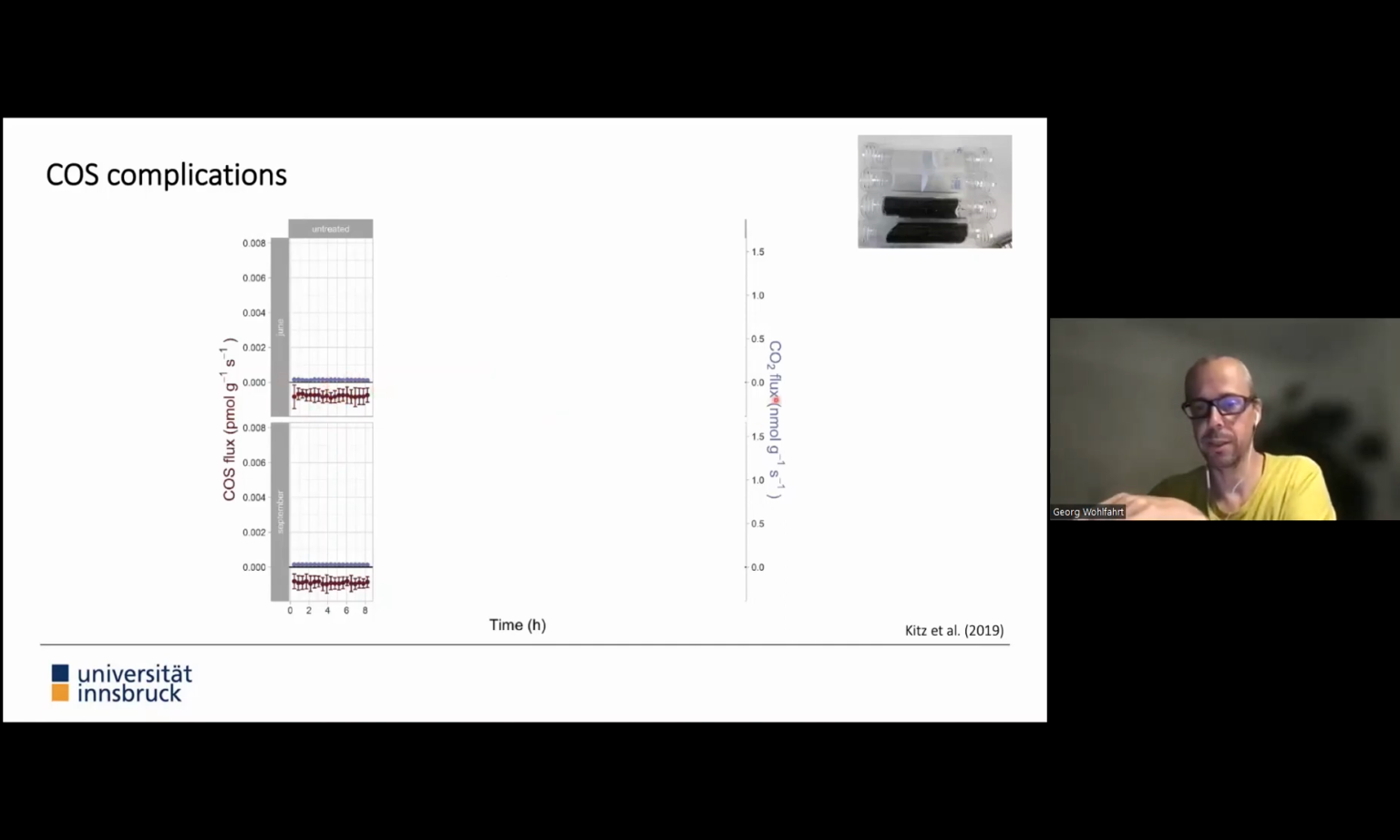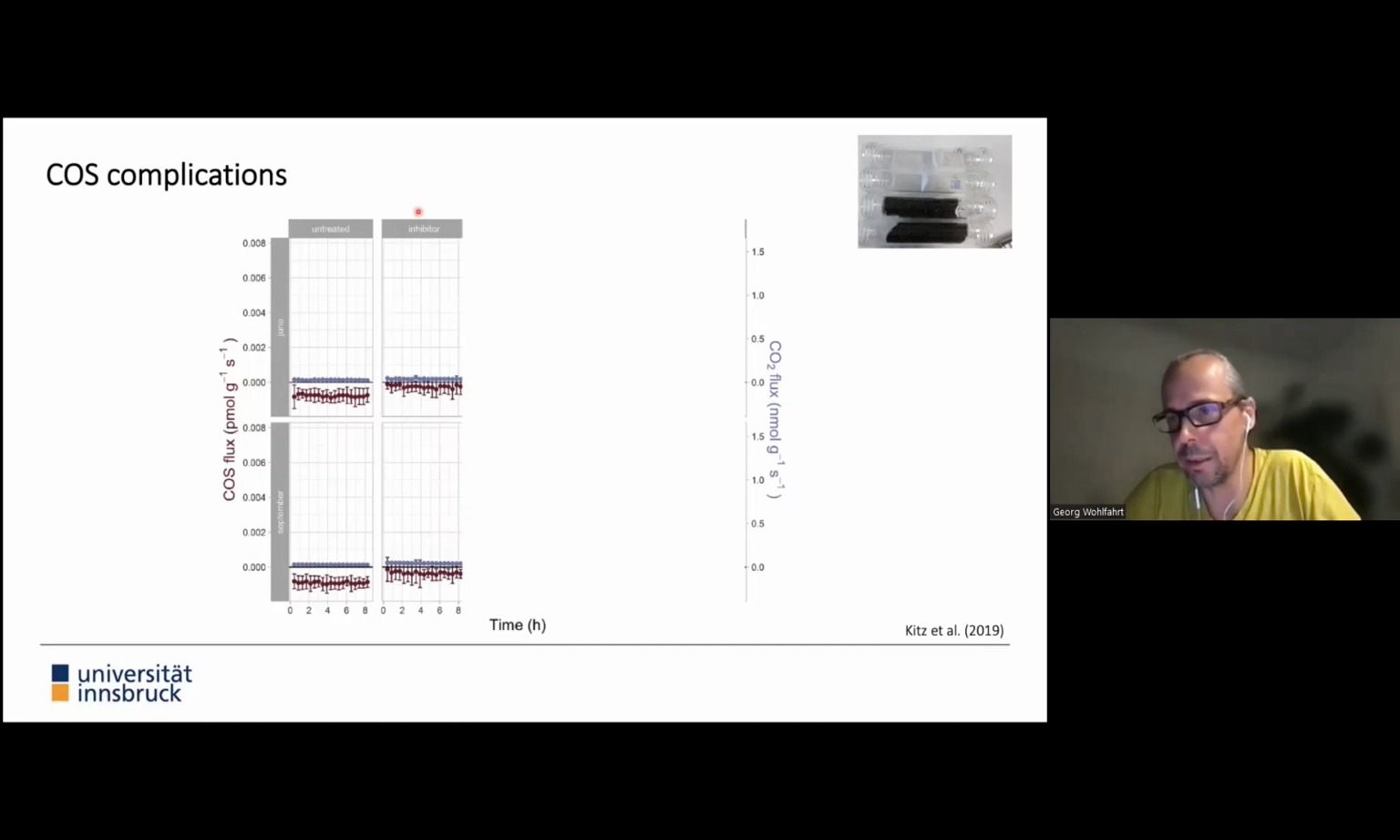The CO2 flux here is in blue. The units here are per gram soil. Then he applied an inhibitor of the carbonic anhydrase. Remember, carbonic anhydrase is the enzyme that's in plants, and is responsible for taking up the COS. So he applied an inhibitor to the soil, and he found that when this inhibitor was applied, the COS uptake would decrease.